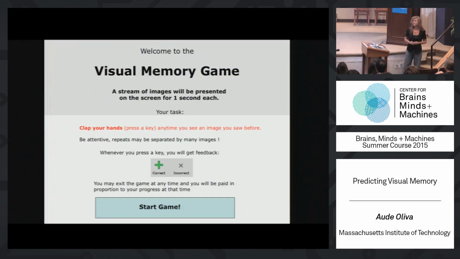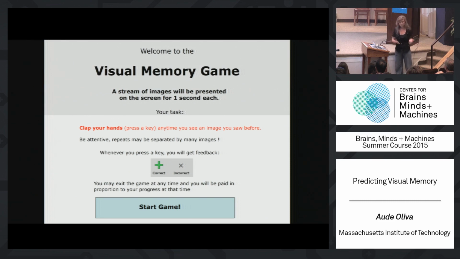This is a topic we started in my lab a few years ago, and the best way for you to get a sense of how you start working on memory is to do the kind of game and experiment we had people doing. So welcome to the visual memory game. A stream of images will be presented on the screen for 1 second each. If you were in front of your computer, you would press a key, but here you're going to play the game with me and clap your hand anytime you see an image that you saw before.